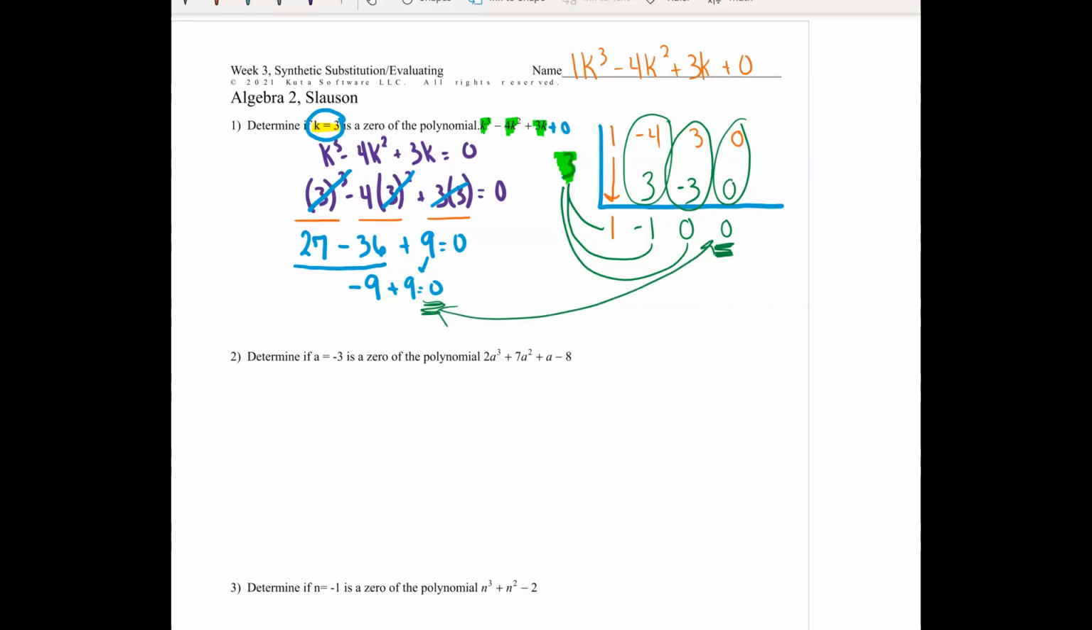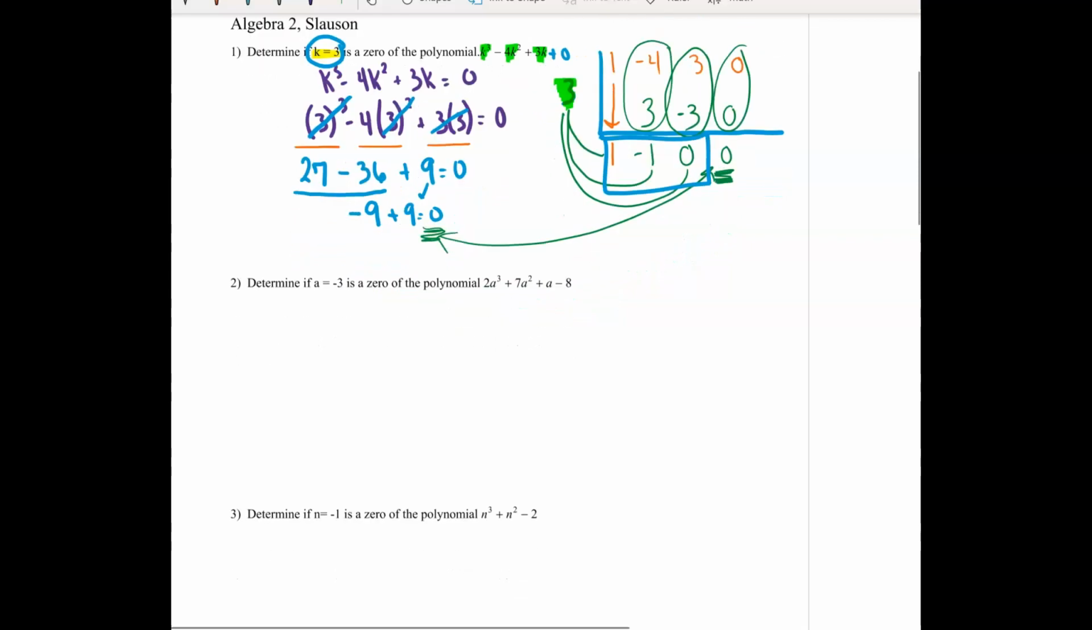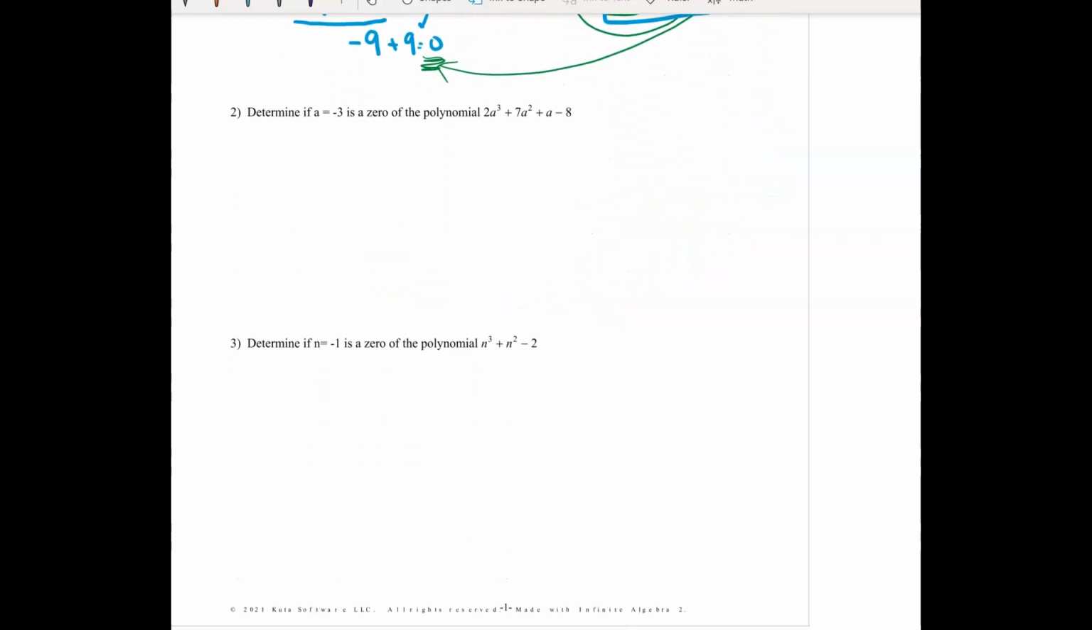And what we'll need then are these numbers that I'm about to box in for a later purpose, okay? So we're just going to practice answering the question, determining if what I give you is a 0 of the polynomial. And we're going to do it through this thing called synthetic substitution. So moving on to problem 2, I'm going to have my upside down division box.